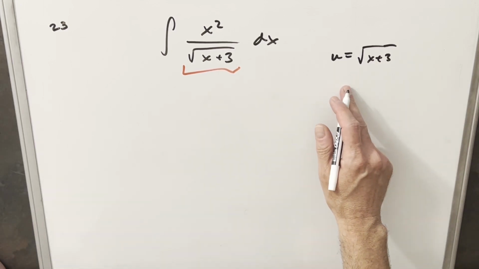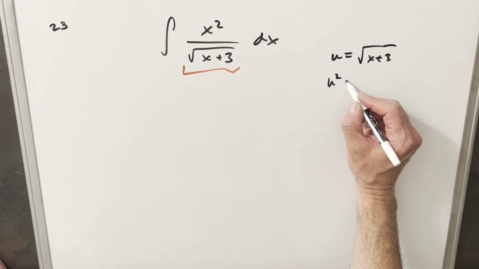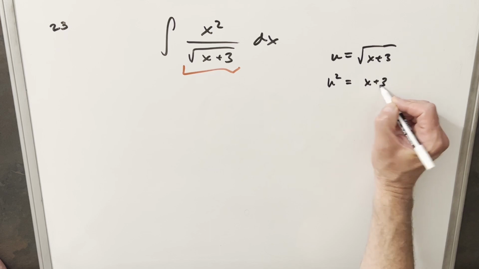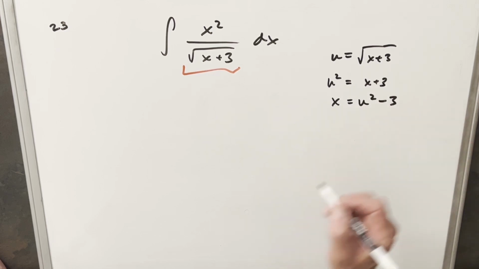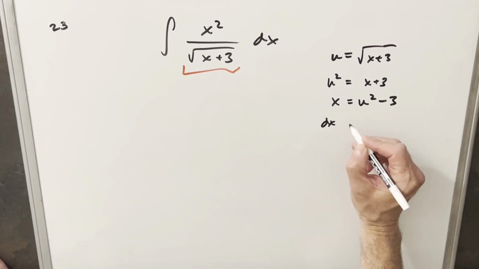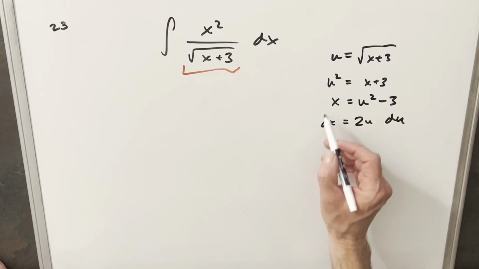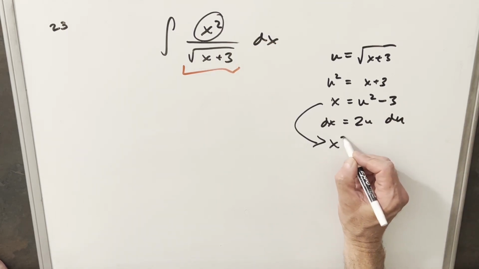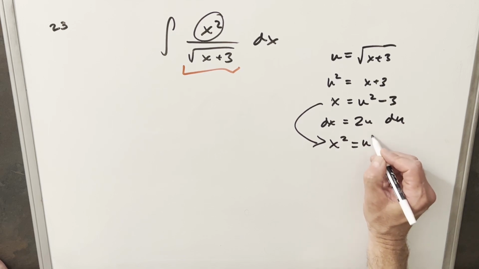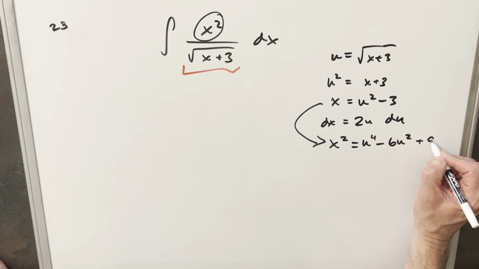And before I differentiate, let's solve for x first. So u squared, just squaring this, is going to give us x plus 3. So then x is going to be u squared minus 3. And then I'll get my dx taking a derivative, so dx is going to be just 2u du. And while I'm at it, since we have this x squared in the numerator, let's get an x squared value. So if I square this out, we're going to have u to the fourth minus 6u squared plus 9.